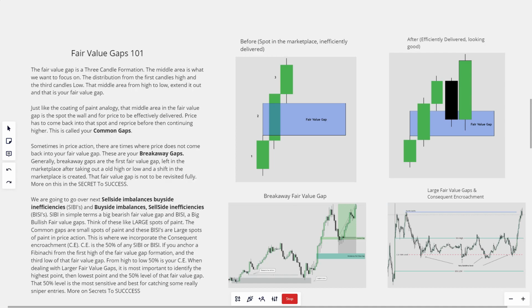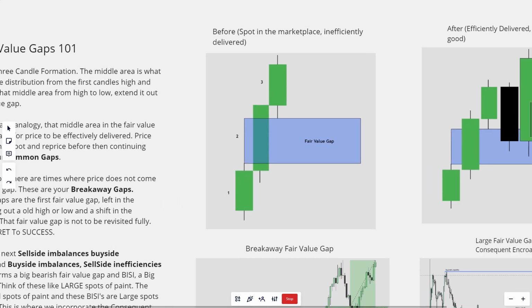Actually going into fair value gaps here. So the fair value gap is a 3-candle formation. The middle area is what we want to focus on. The distribution from the first candle's high to the third candle's low. The middle area from high to low extended out, and that's your fair value gap. As you can see, we have 1 candle, 2 candle, 3 candle. This middle area from the first candle's high to the third candle's low, this middle area from high to low, that is our fair value gap.